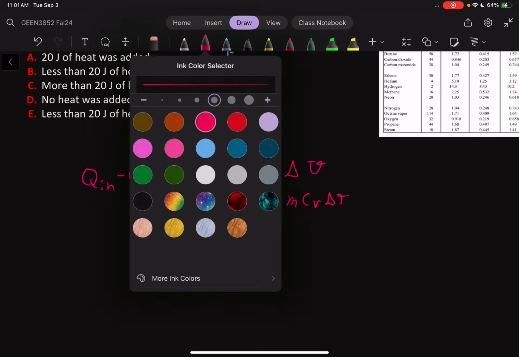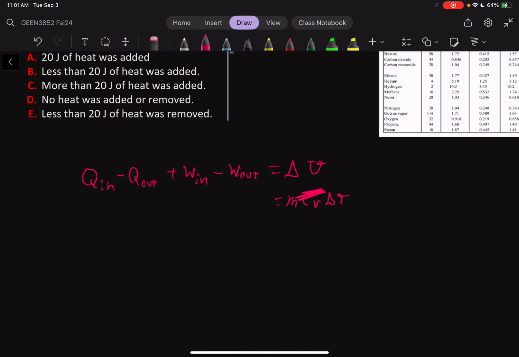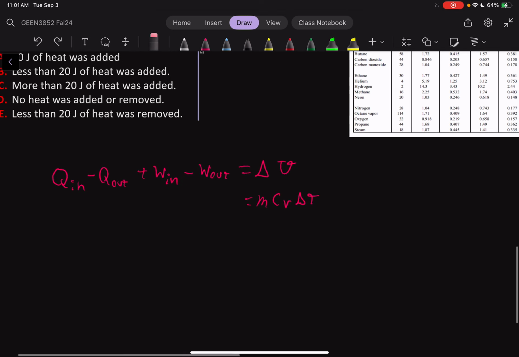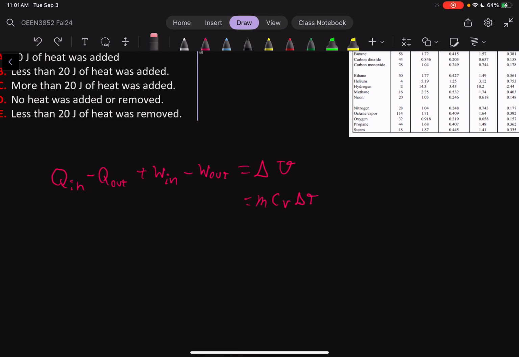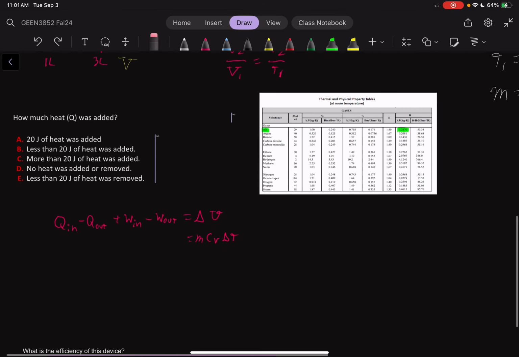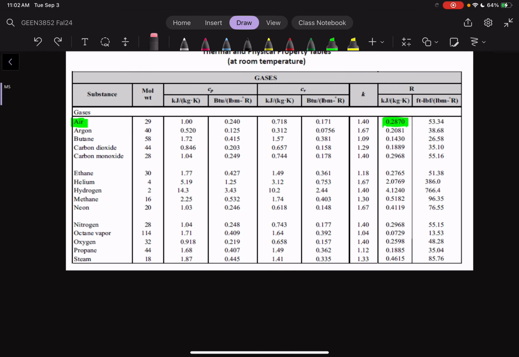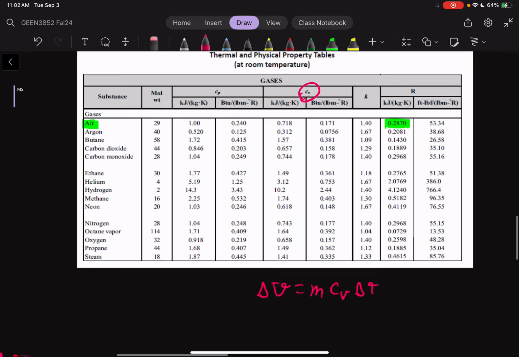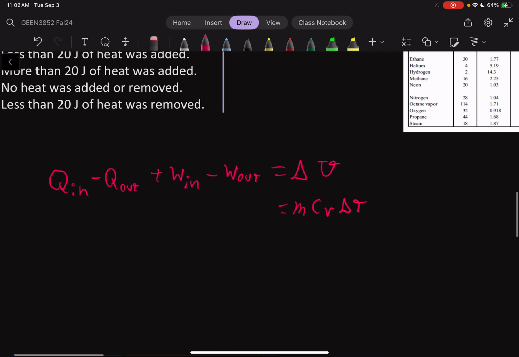This is something that trips up people a lot: I always use the specific heat at constant volume to estimate delta U. So when I'm looking at this table, even though this is a constant pressure device, I always use, every time, the specific heat at constant volume to estimate delta U. Delta U is equal to mCv delta T, always. All right. So we can solve this problem.